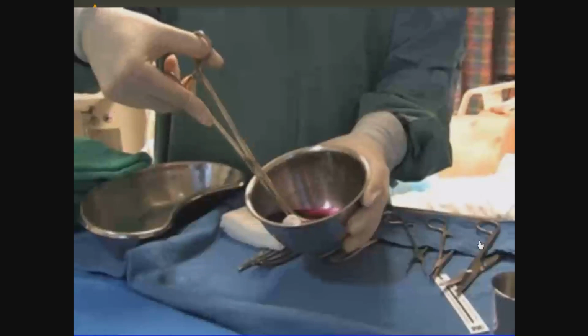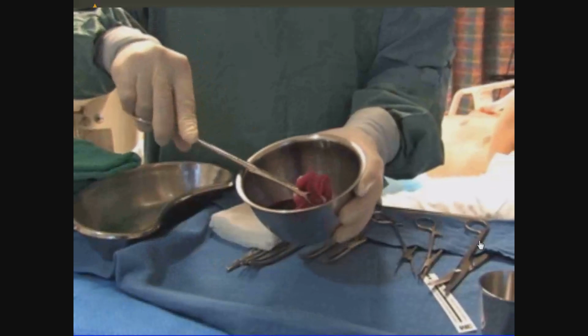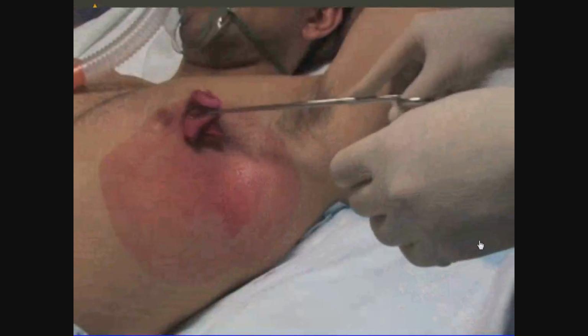Once full barrier precautions are employed, use the chlorhexidine cleaning solution in sterile gauze to create a large sterile field on the patient's skin. Cover the field in sterile drapes so that only the procedure site is exposed.